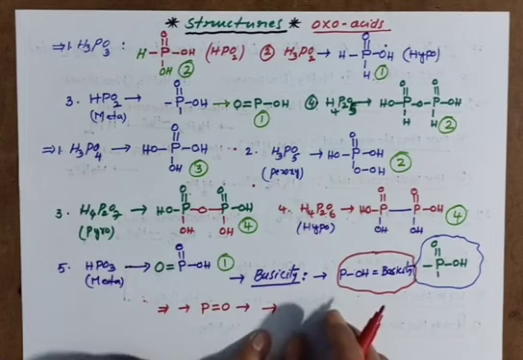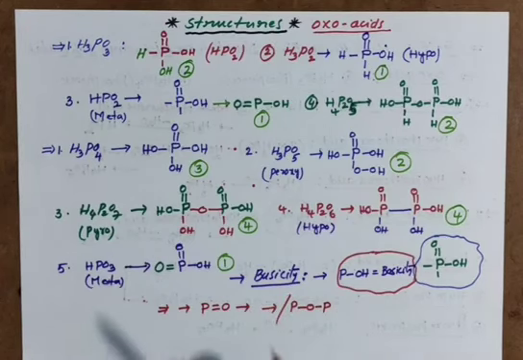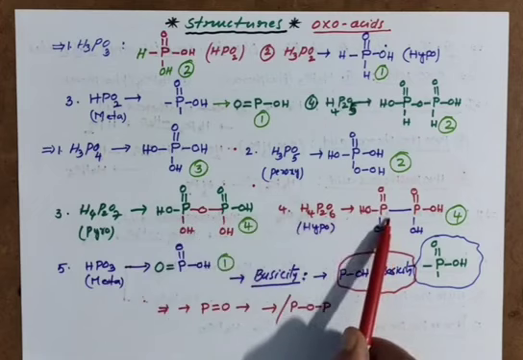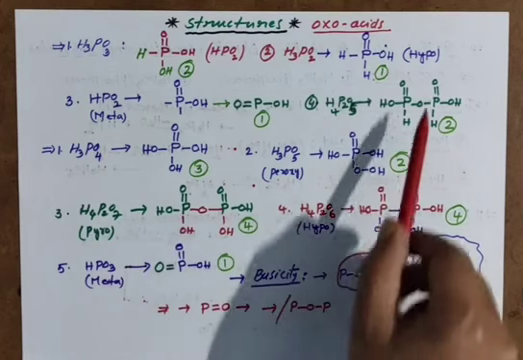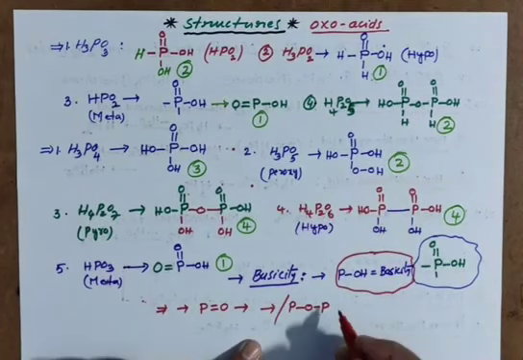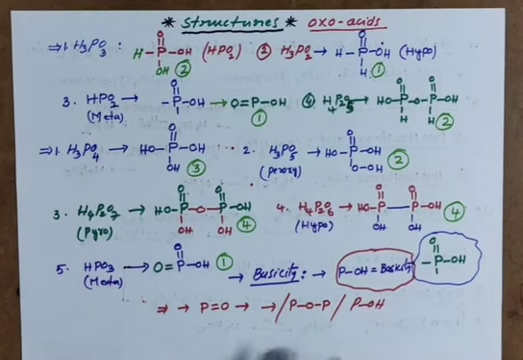Now, sometimes they will ask about POP bonds. POP bonds are possible where a P2 structure is there. See here, 1 POP bond. Here not there. Here not there. So here 1 POP bond. So POP bonds also they will ask. So POH bonds, POP bonds, P double bond O bonds, like that they will ask.